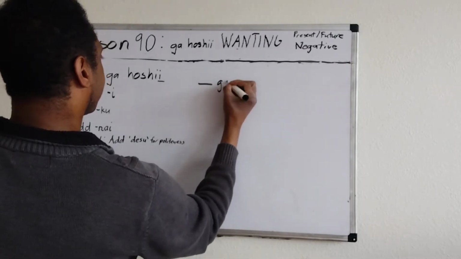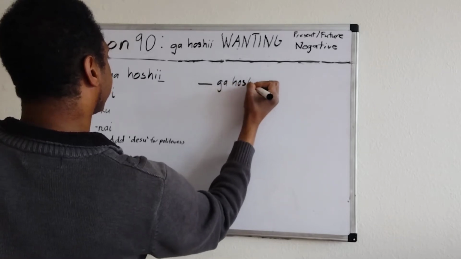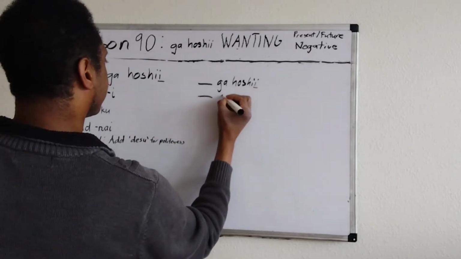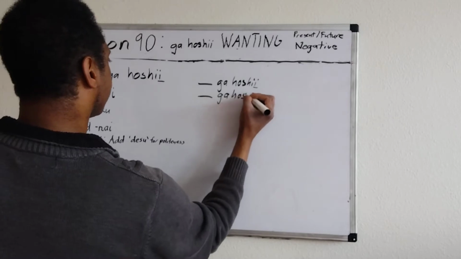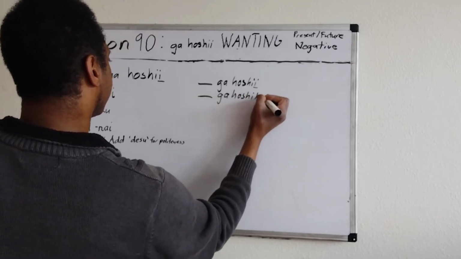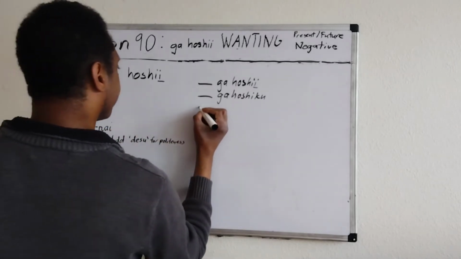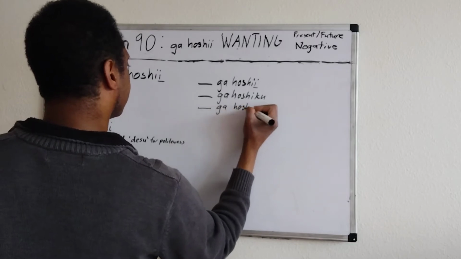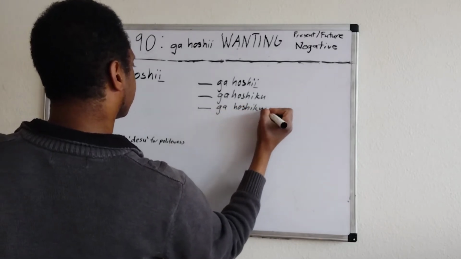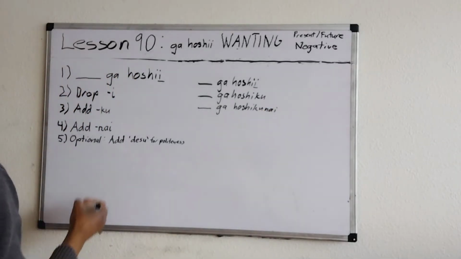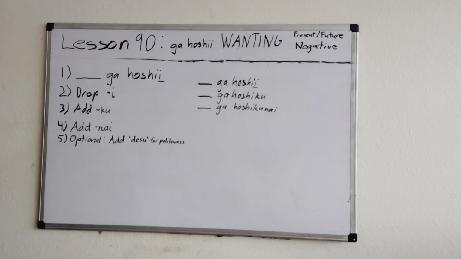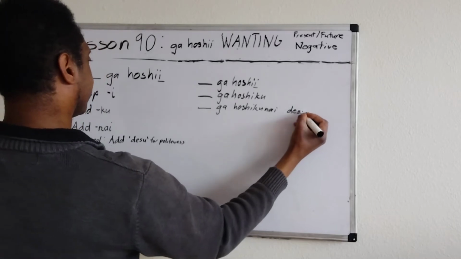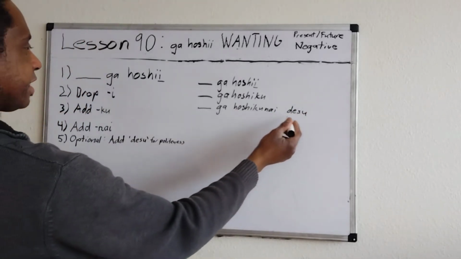So let's go over this. Okay. Ga hoshi. We drop the final e. We add ku. We add nai. Okay, and then optionally we can add des for politeness. So we might add on des. Okay, so ga hoshikunai des.